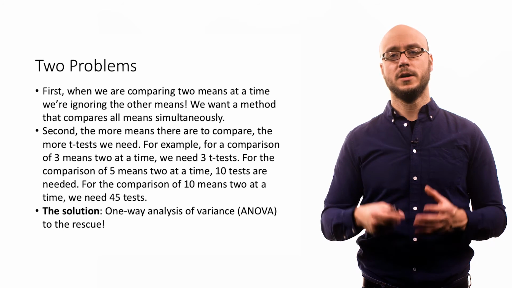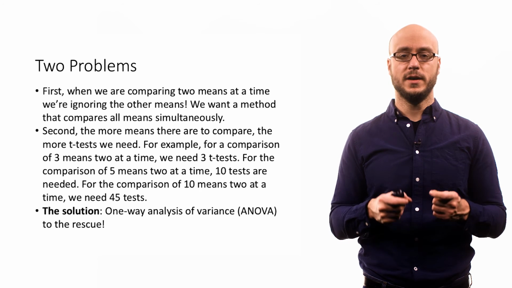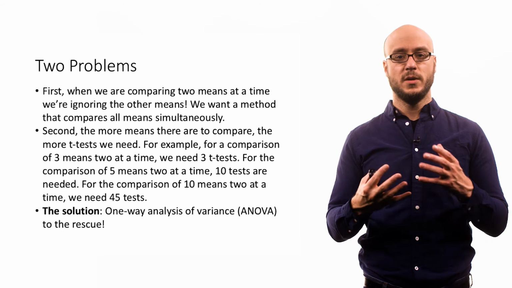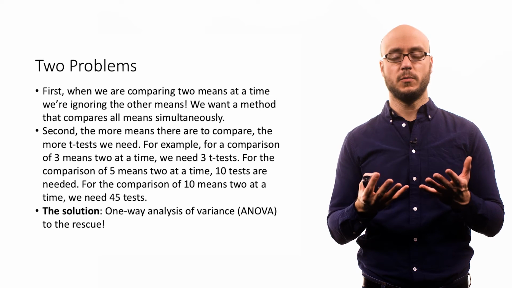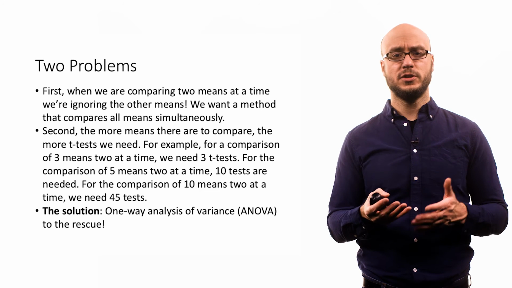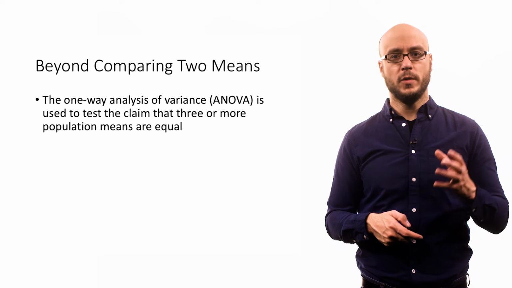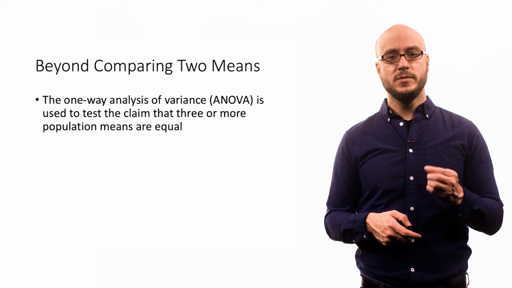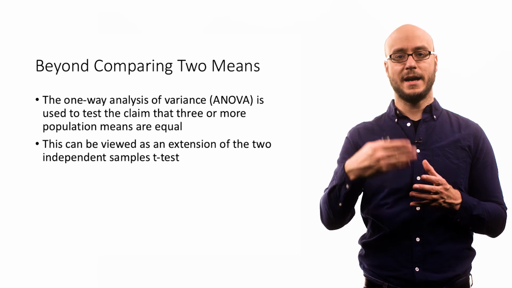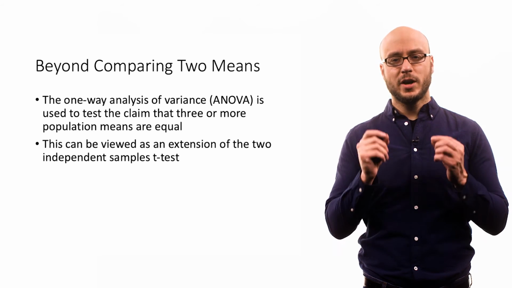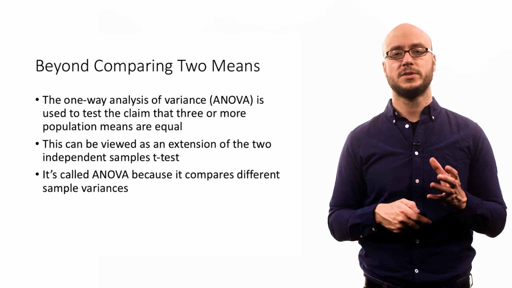So what can we do? Well, we can use this technique called one-way analysis of variance, or ANOVA. It's very commonly used when you have multiple treatment conditions, for example, in this study that we're looking at with fat mice, but it's also used when you have just multiple groups in general. So let's think about what one-way ANOVA is doing. It's used to test the claim that 3 or more population means are equal. So there's that claim in the population. You can think of it as an extension of the 2 independent samples t-test.